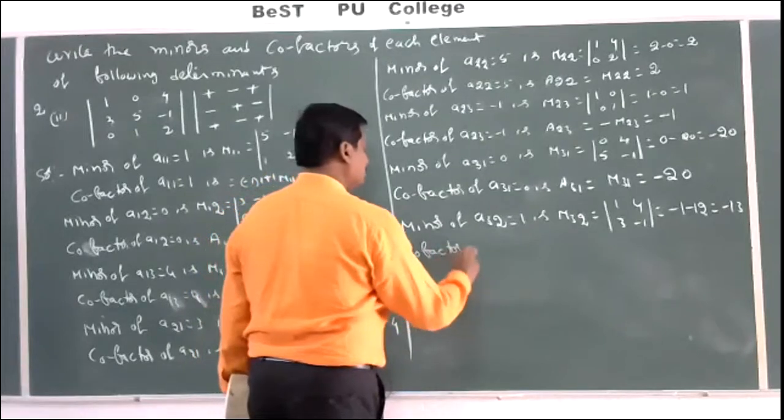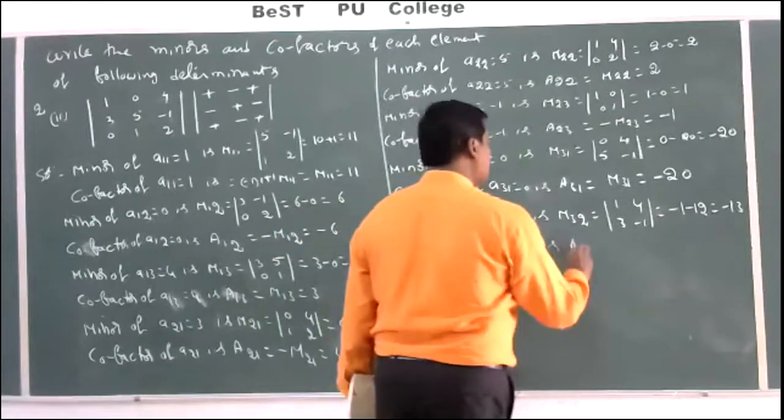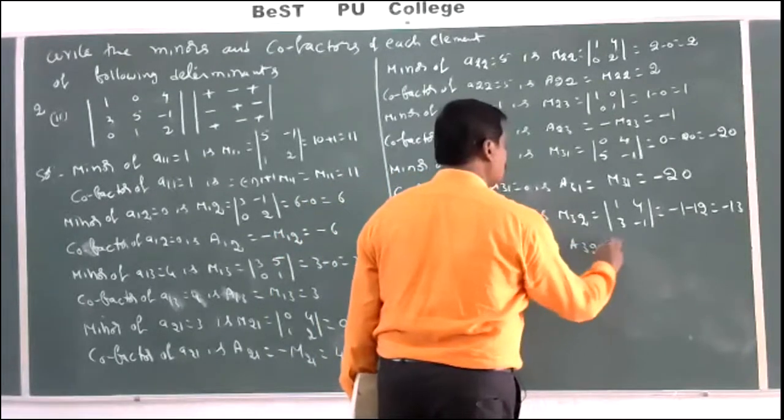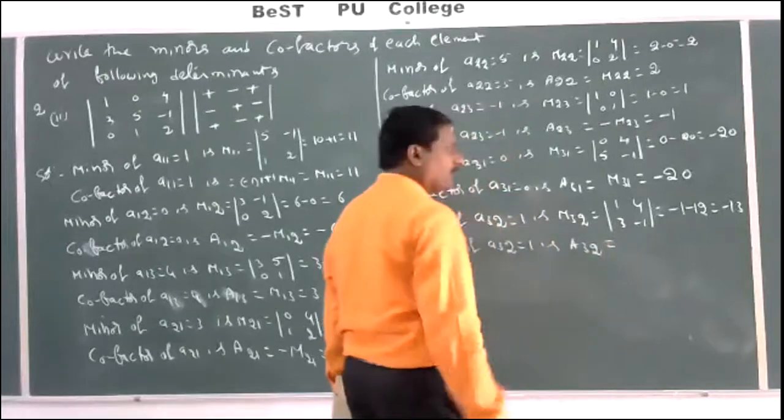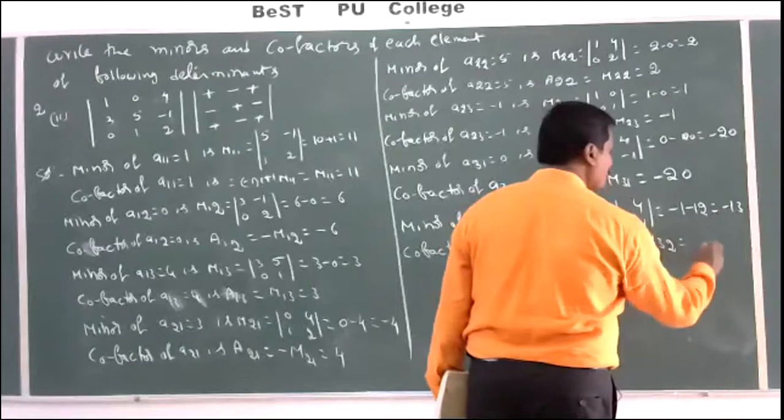Cofactor of A32 is capital A32. This is equal to 3 plus 2, 5, odd number, then we'll get minus M32, that is equal to minus of minus 13.